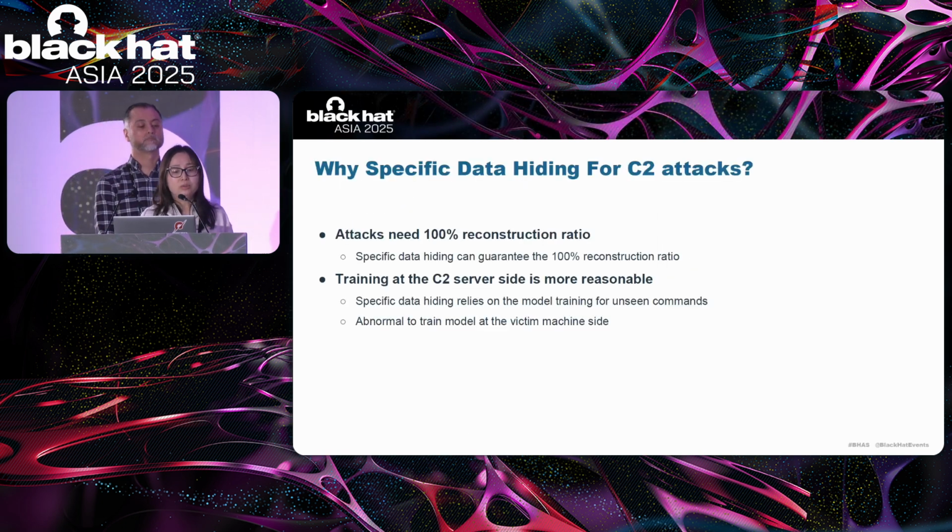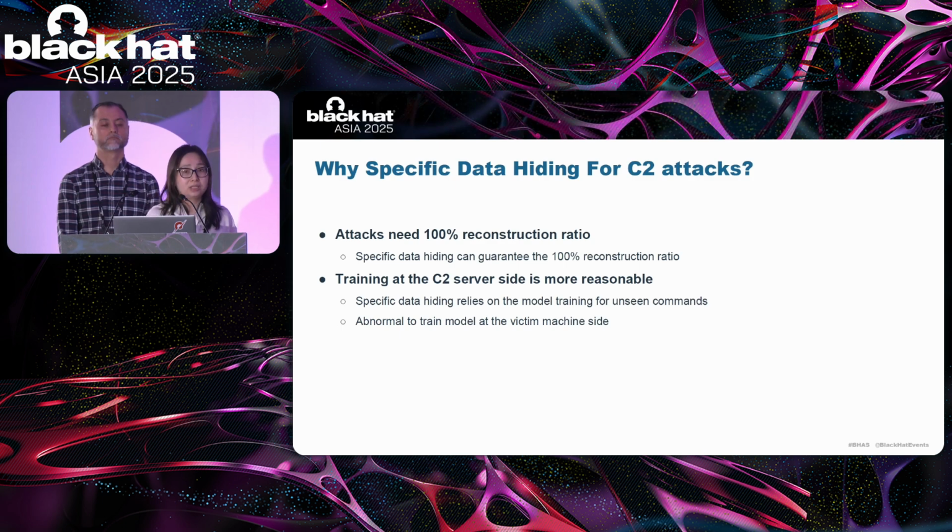So why do we utilize the specific data hiding for C2 attacks? First thing, the attack needs 100% reconstruction ratio, and our specific data hiding can achieve this goal. Secondly, the training required for specific data hiding can be conducted on the C2 server side, which is more reasonable. And those two things make our specific data hiding a perfect fit for the C2 attack scenario.